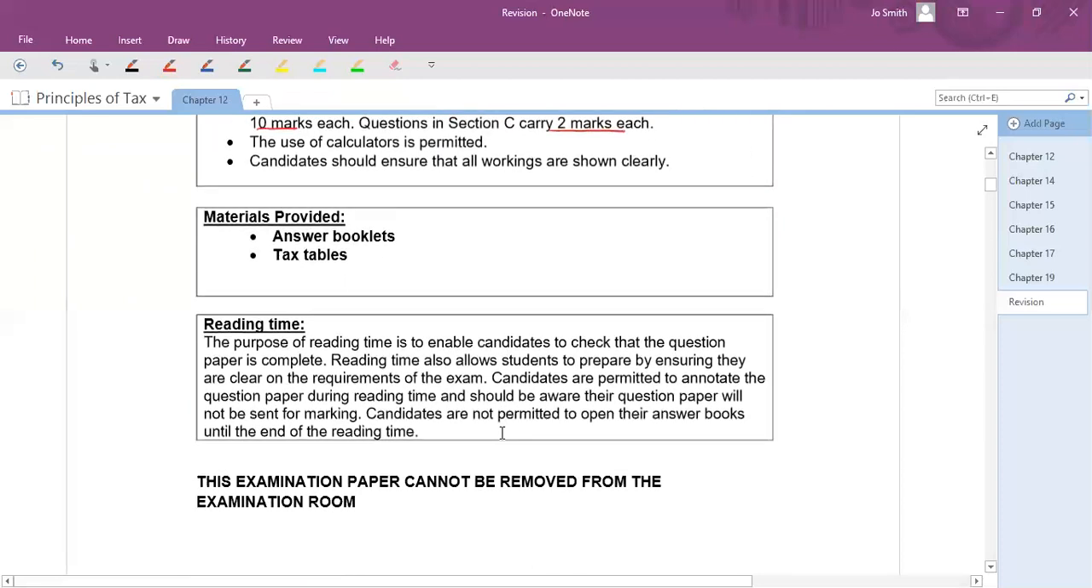Okay, so that gives you some idea of what the exam paper looks like. So let's get on to actually answering some of those questions.